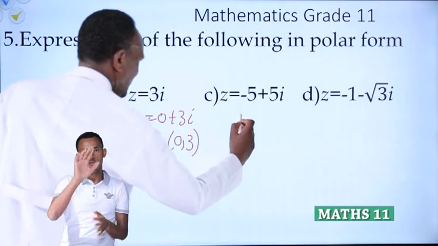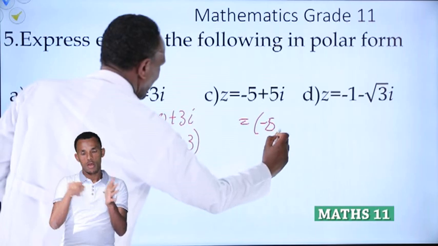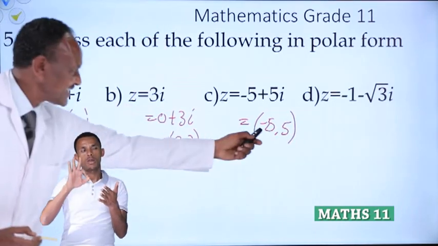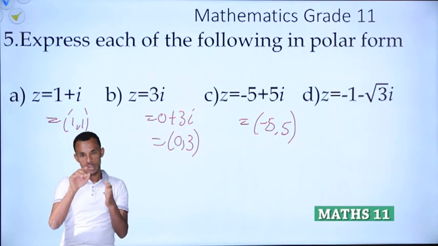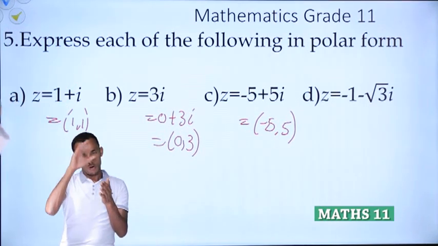Negative 5 plus 5i can be discussed as the point negative 5, 5. But where do you find this point? The real part x is negative 5. The imaginary part 5 is positive 5. So it is found in the second quadrant.